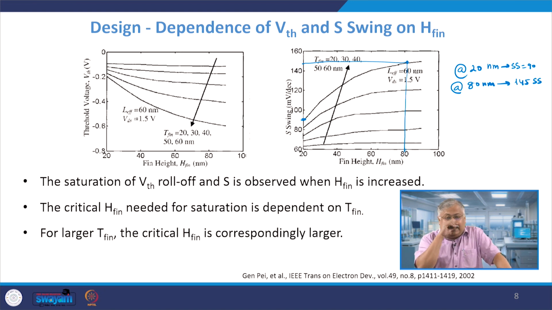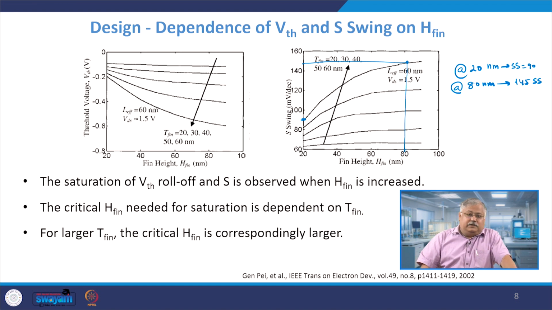change in the current, and that is true when your H fin has actually gone high from 20 nanometer to 80 nanometer. Try to think about it, why is it like that, which means the device is actually degraded with a higher fin. Similarly, if you increase the fin height or the fin thickness for the same value of H fin, you will get a larger value of your subthreshold swing, and that is what is important.